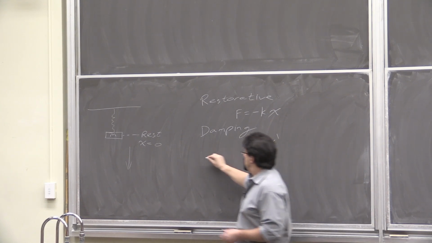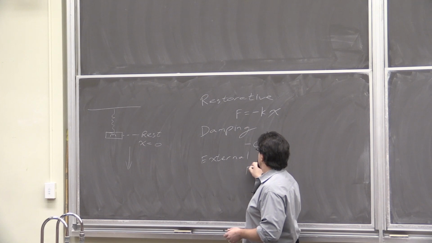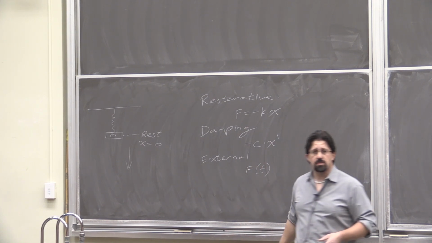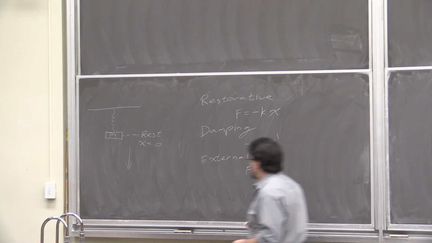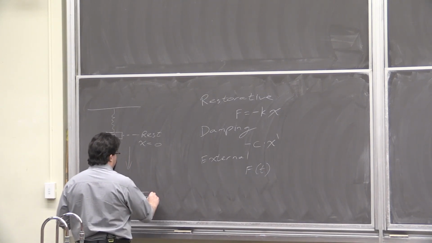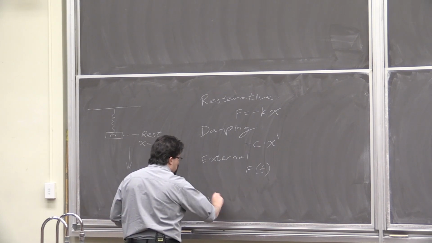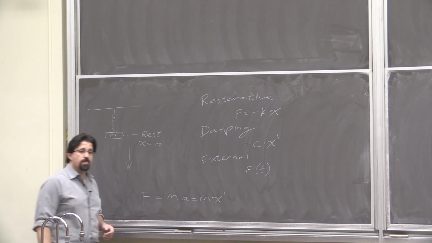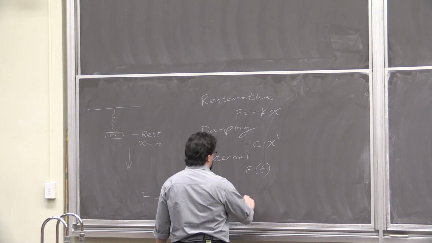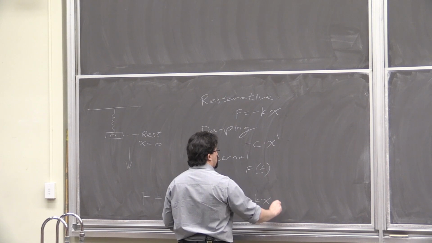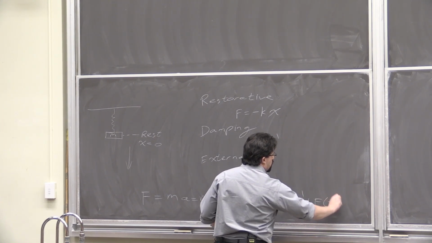And then finally, there could be some external force, call it f of t, and it does whatever it is that it wants to do. And so in total, the force, which of course is mass times acceleration, which we can write as mass times x double prime, is going to be equal to negative kx minus cx prime plus f of t.